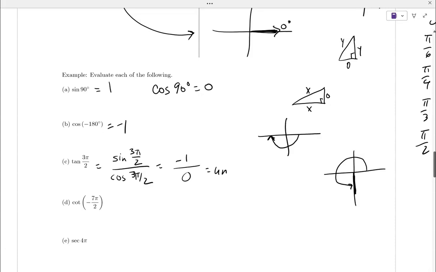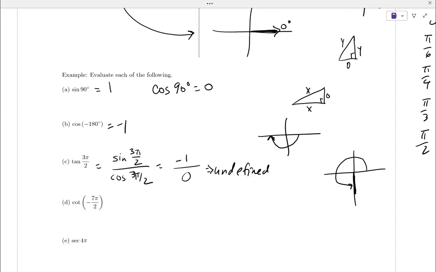Now, this is undefined. I really shouldn't say equal. It should say undefined. So the tangent of 3 pi over 2, or in particular, the tangent of pi over 2 is undefined. Because we get that 0 in the denominator. Does that make sense?